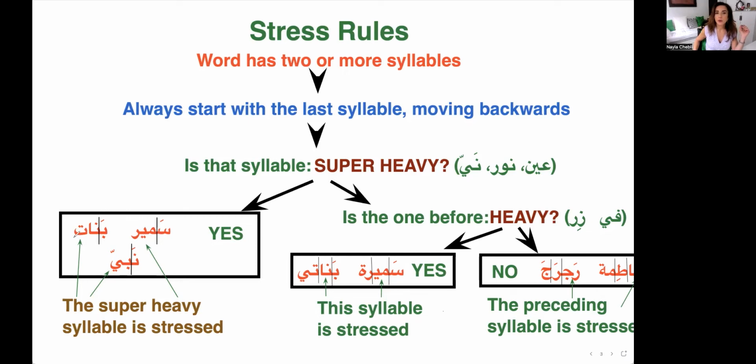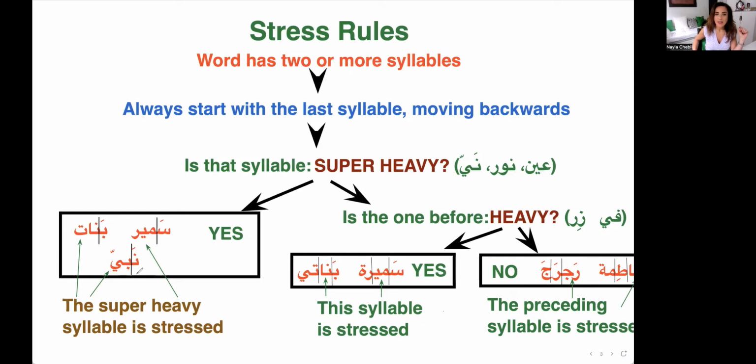Okay, another example. Banat, which means girls. So it's made of two syllables, ba, nat. So I start with the last syllable. Is it super heavy? Nat. It is. Consonant, long vowel, consonant. So that's where my stress lies. Banat. Do you hear it?